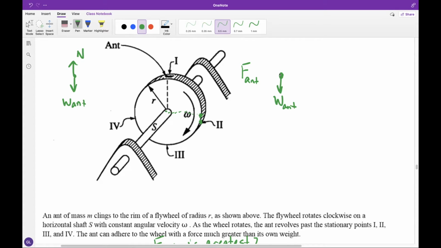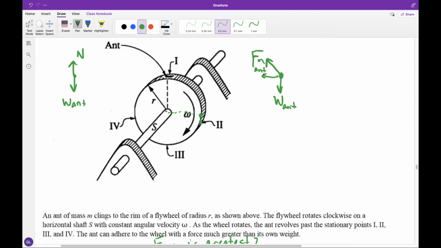Okay, so in this case, oh my goodness. Sorry, I am still trying to get calibrated to this tablet because I haven't used it in a long time. So in this case, the force from the ant is going to have to be part centripetal and part of the weight.